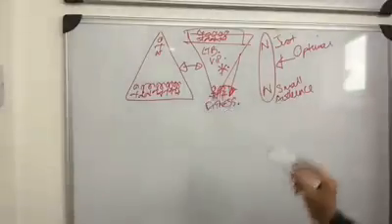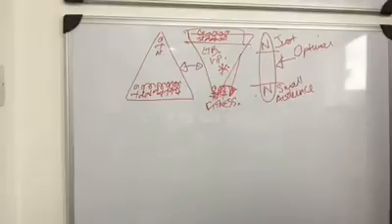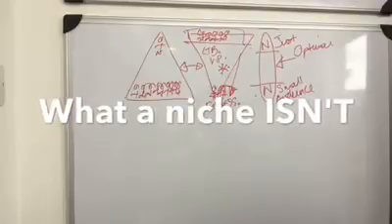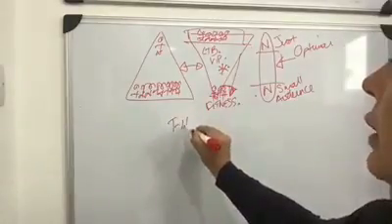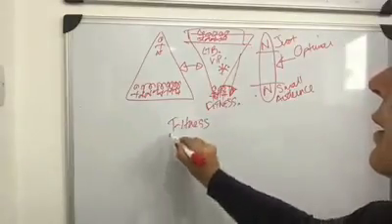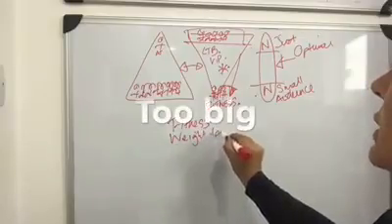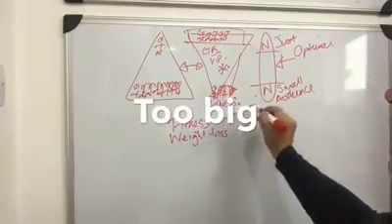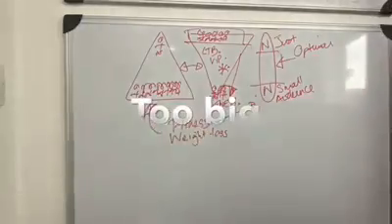But the one we're looking at from your point of view is narrow to narrow. So what is a niche? Well, what it's not is something like fitness or weight loss. Although that appears to be a niche, it's not small enough for this narrow to narrow. It's actually this, which is way too much.